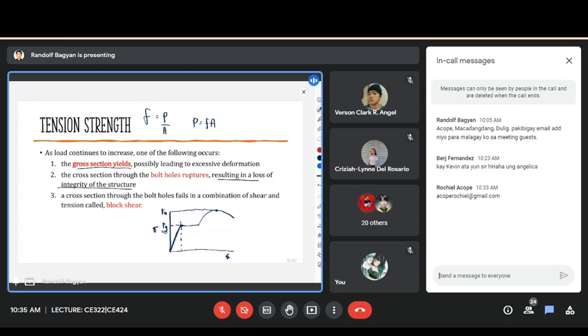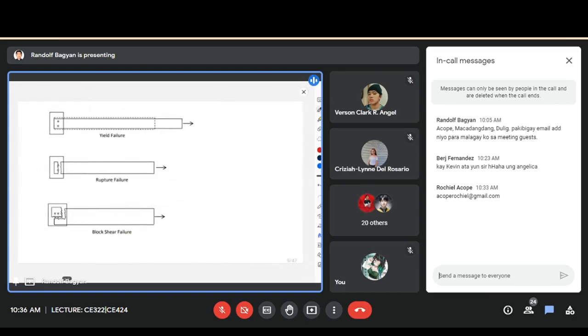That is when a cross-section through the bolt holes fails in combination of shear and tension. Diba? That's figure number 3. Kung ito yung load natin, P. Okay? Itong part na ito, class, this part here na naputol, this is still rupture or failure, but a combination of shear and tension.